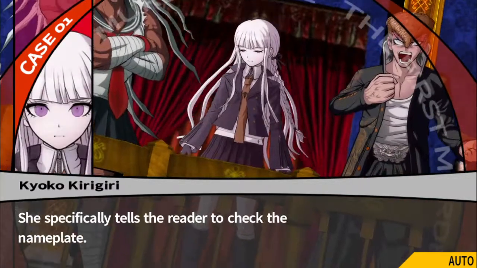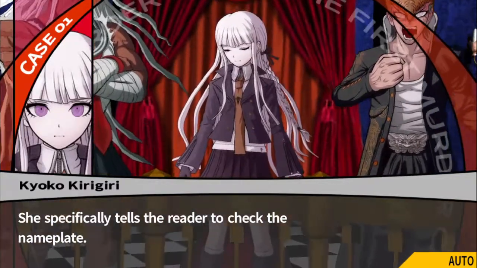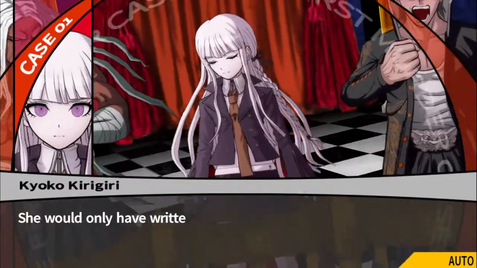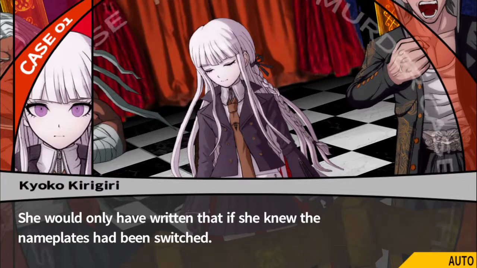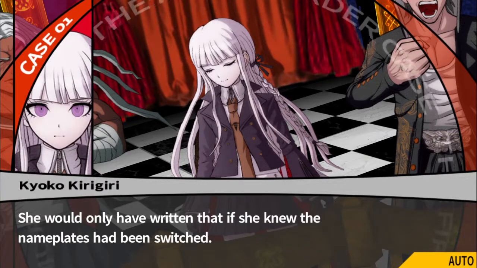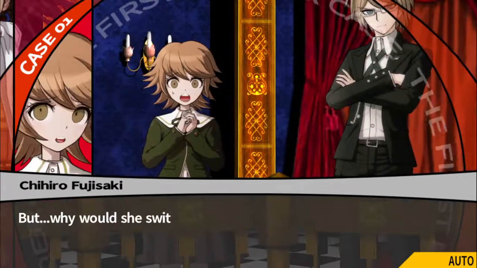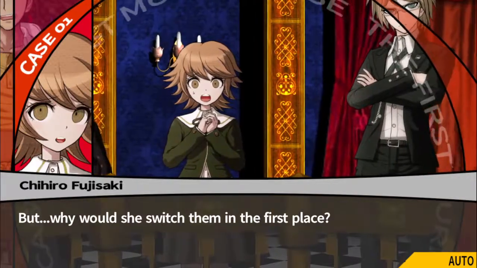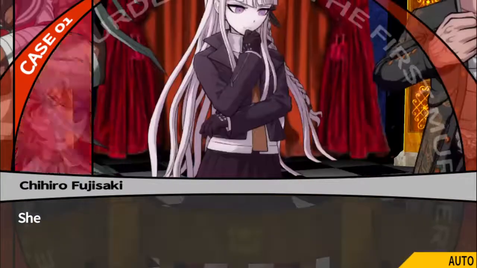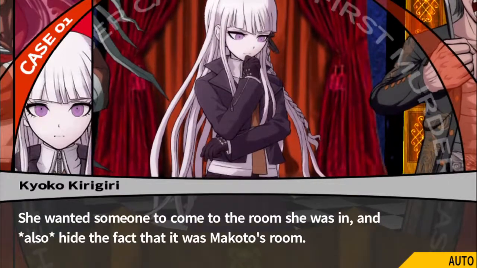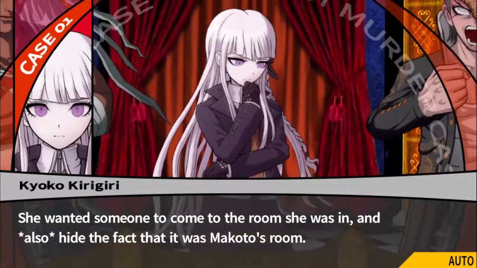She specifically tells the reader to check the nameplate. She would only have written that if she knew the nameplates had been switched. But why would she switch them in the first place? She wanted someone to come to the room she was in, and also hide the fact that it was Makoto's room.